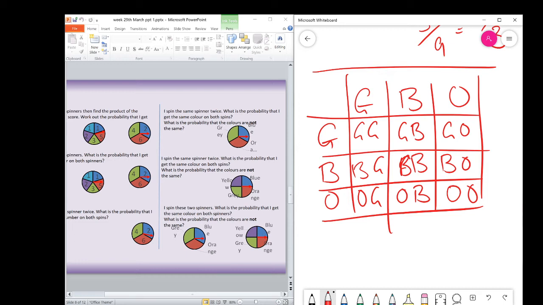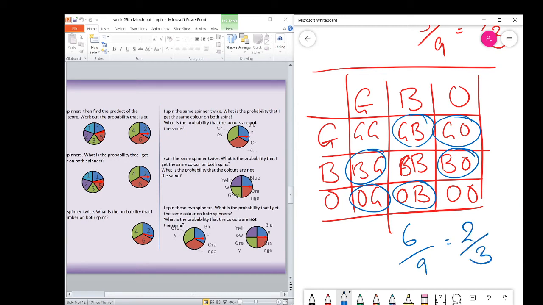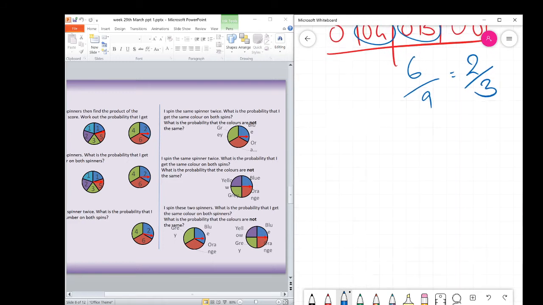What's the probability the colours are not the same? So I want not the same. So that's they're not the same. They're not the same. They're not the same. So that's 2, 4, 6 out of 9. Again, I can cancel it if I want to 2/3. Okay.